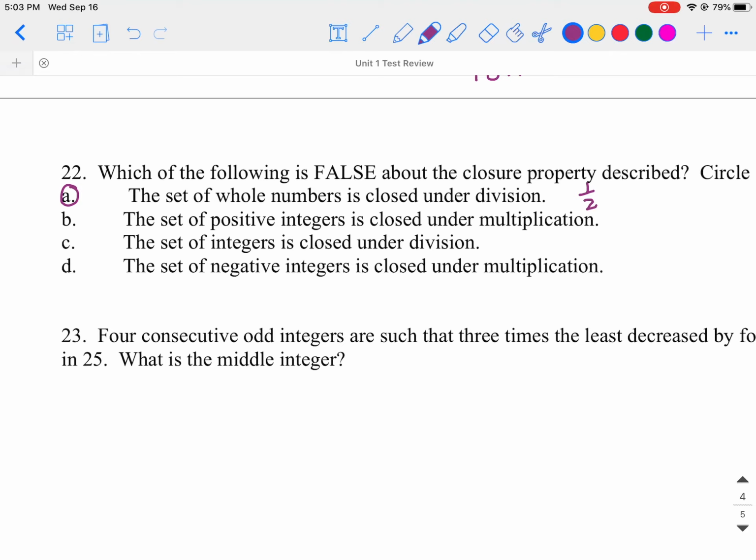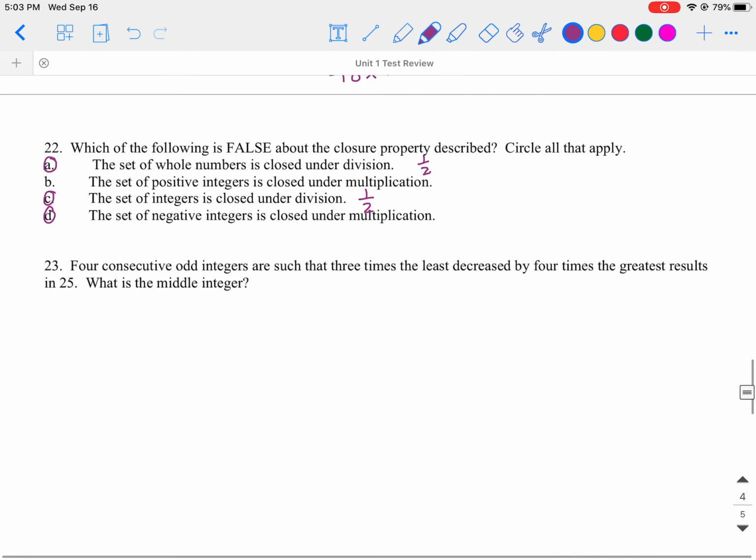The set of integers are closed under division. That's false. Just like the first one, you could get a decimal or a fraction. The negative integers are closed under multiplication. That is also false, because if you multiply 2 negatives, you get a positive.